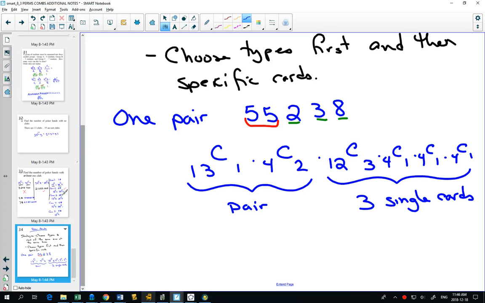So we always choose, in choosing the pair, we choose the type first, what kind of card it's going to be. Then we look at those specific cards and find out which 2 of those specific cards we're going to have. Some people call the second part, the specific part, the suits. I think it's easier to visualize just if you think, I've got 4 5s, I need to choose 2 of them.